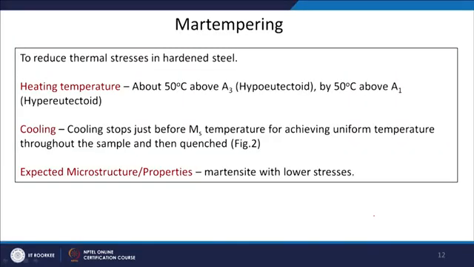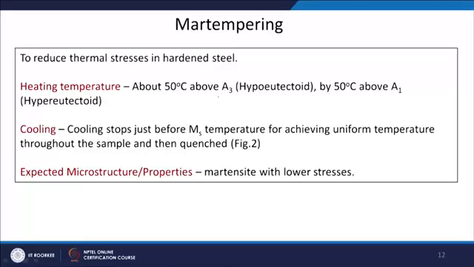Then there are a couple of very interesting processes. One is, for example, Mar tempering. It is to reduce the thermal stresses in hardened steel. You can have water quenching also, but to reduce thermal stresses we can be smart enough here. We can use a trick, and that is what we do in Mar tempering. I will show what we mean by that.